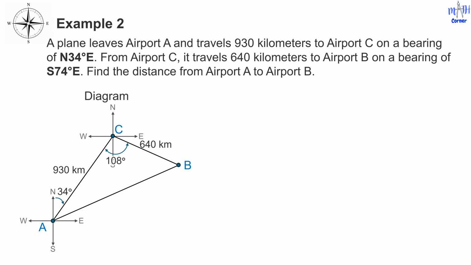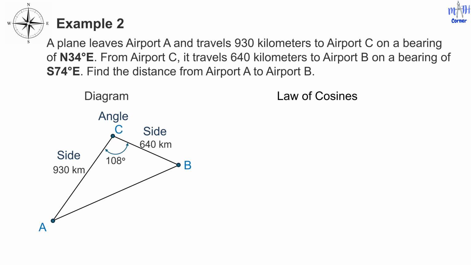Now look at the triangle. We have side, angle, side. Since this is SAS, we will use the law of cosines. We need to find the distance from airport A to airport B. This side is opposite angle C, meaning we are solving for side C. So we use C squared equals A squared plus B squared minus 2AB cosine of C.